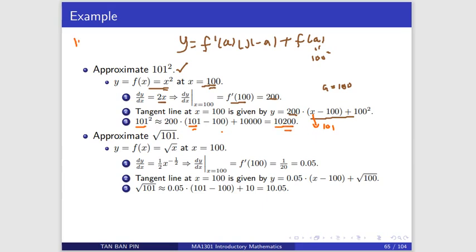And just now we observed that 101 square is 10,201. So you will find that by using tangent line to do approximation, the approximation is good. The difference is only 1, between 10,201 and 10,200.